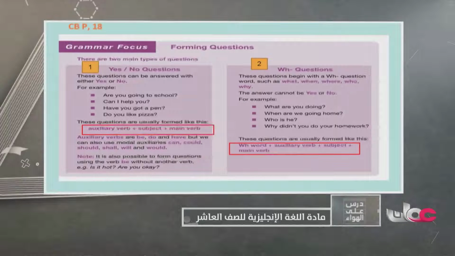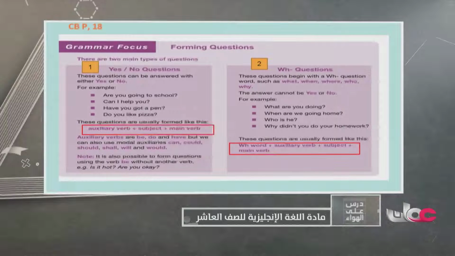After that, we should put the subject and then the main verb. So again, we have two main types of questions, yes no questions and WH questions. How can I form a yes no question? By auxiliary verb or modal auxiliaries plus subject plus main verb. The WH question, how can I form it?